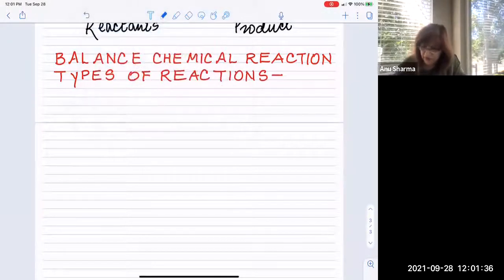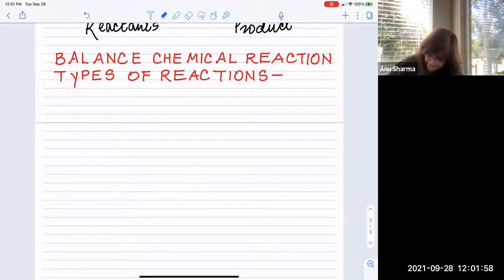Basically, as we talked about, when we balance the chemical reactions, we see that the total mass is the same. That means the total number of atoms should be the same on both the sides. Okay, so balancing chemical equations of polyatomic ions, and types of reactions.